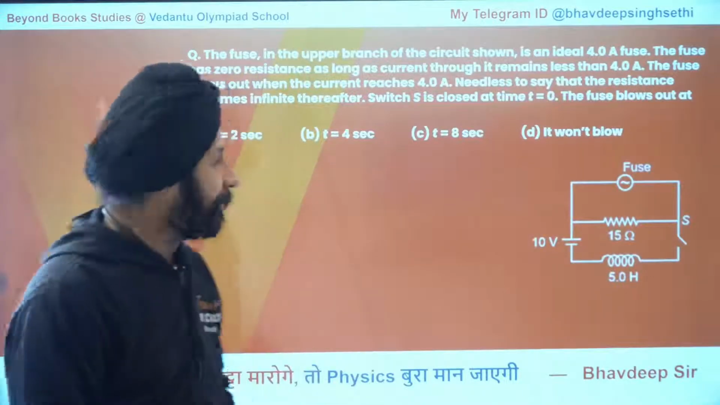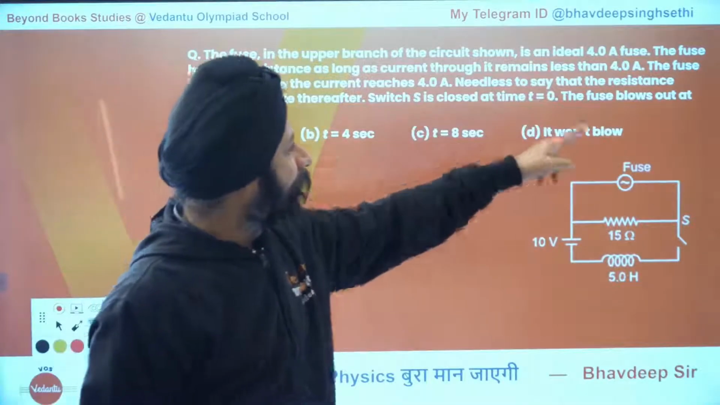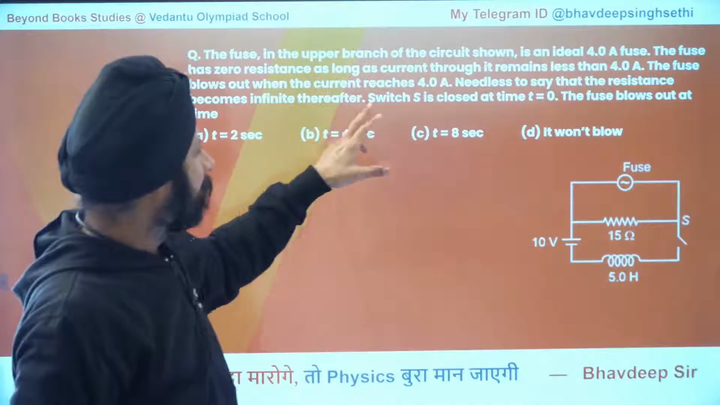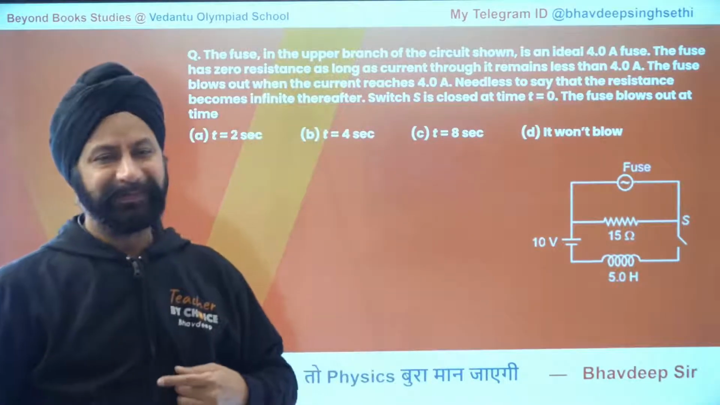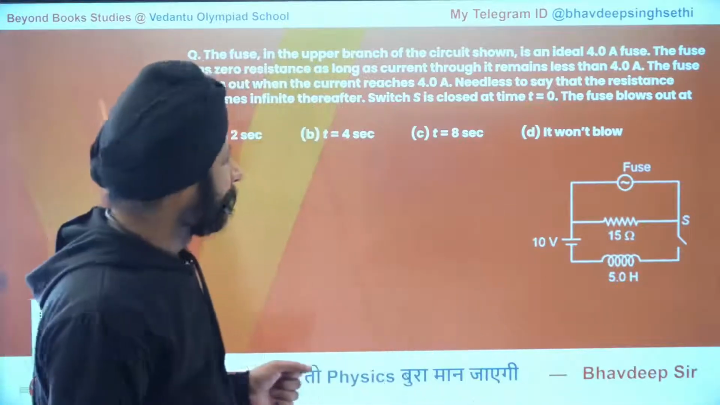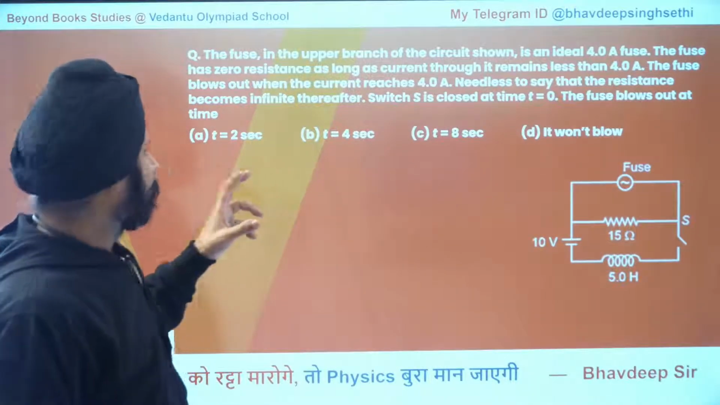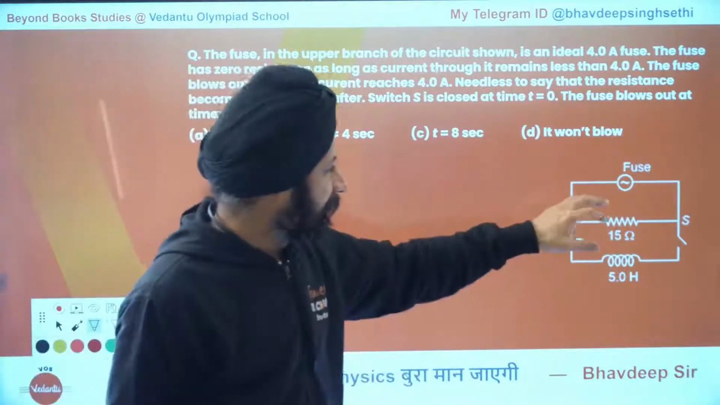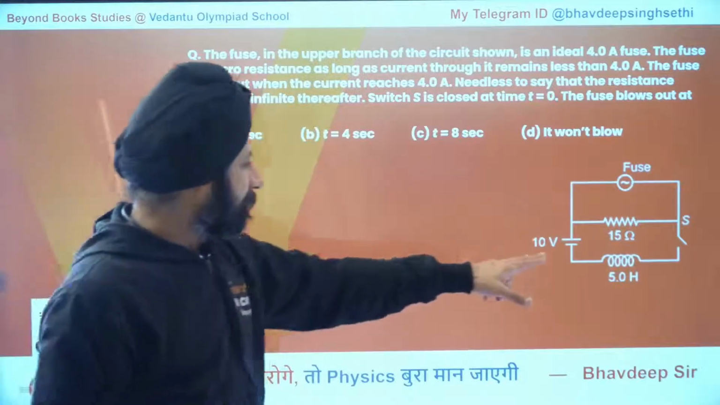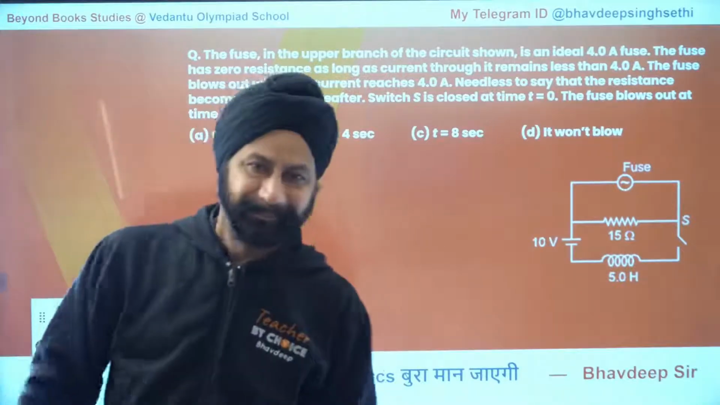This is a beautiful question, by the way. The fuse in the upper branch of the circuit shown is an ideal 4 amperes fuse. The fuse has zero resistance as long as the current through it remains less than 4 amperes. So as long as the current is less than 4 amperes, the fuse is a perfect conductor. The fuse blows out when the current reaches 4 amperes. Needless to say, the resistance becomes infinite after that. Obviously, infinite as in it just blows away. It's an open circuit now. Switch S is closed at time t equals 0. The fuse blows out at what time?